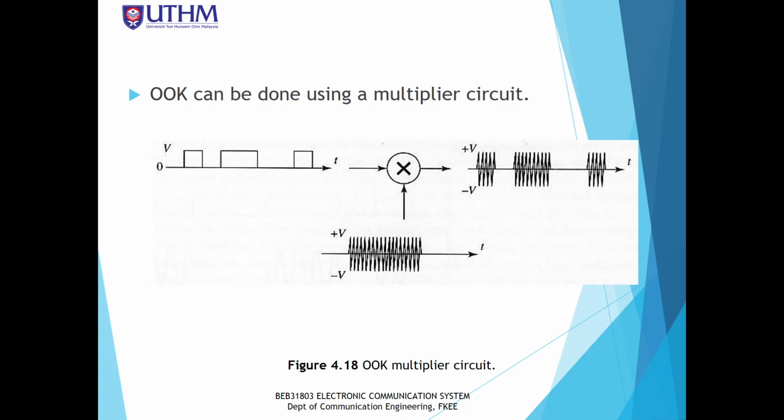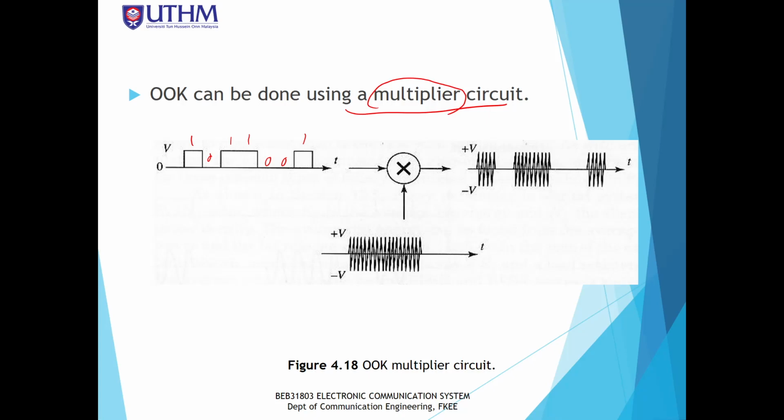So how can we produce this ASK, or OOK? We can use a multiplier circuit. This is the modulation process. You see that here we have input logic 1, logic 0, logic 1, logic 1, logic 0, logic 0, logic 1. When we want to do the modulation process, we can use a multiplier circuit. The word multiplier here means that it will theoretically do the process of multiplication.